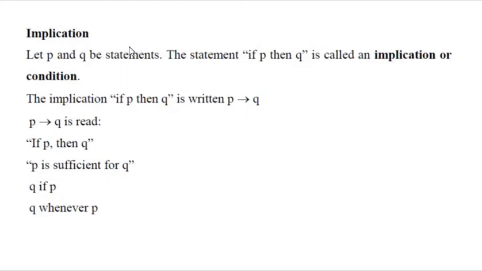Another compound proposition is implication. Let P and Q be propositions. The proposition if P then Q is called an implication or conditional proposition. The implication if P then Q is written P implies Q. P implies Q is read if P then Q, or P is sufficient for Q, or Q if P, or Q whenever P.